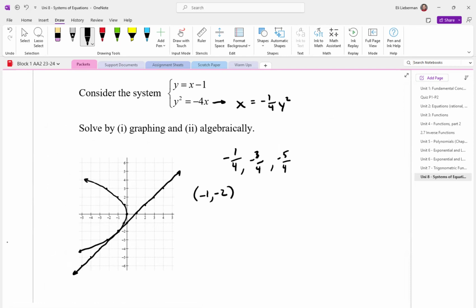If you solve something by graphing, you must check. What if your graph is wrong? At least check in your head. Let's see, is -2 equal to -1 minus 1? Cool. Is y squared equal to -4 times x? Let's see, y squared gives 4, equals -4 times -1. Yeah, it works.